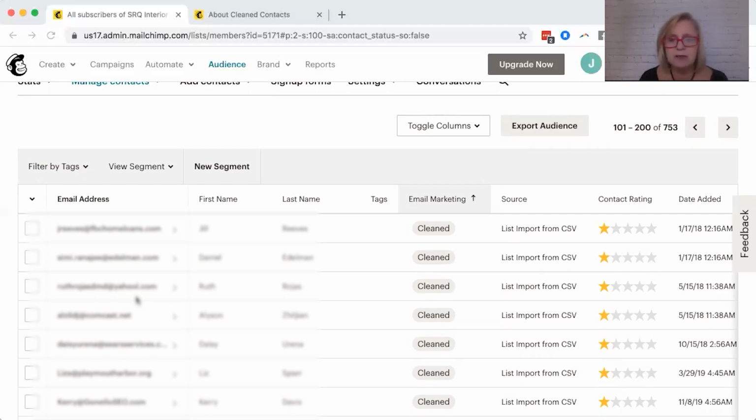So cleaned is kind of a really nice feature, although I personally wish that they had indicated that these had bounced and then were cleaned, because I think it's a little confusing.